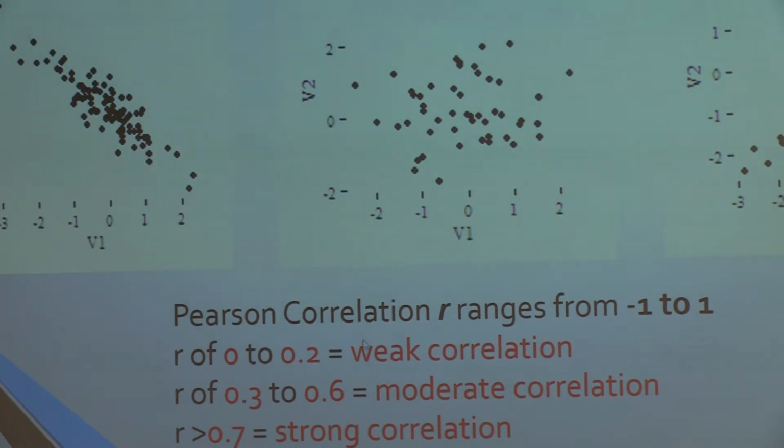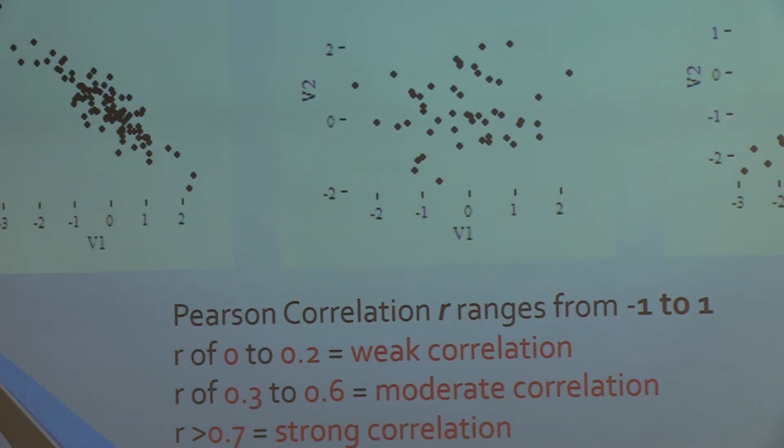Now usually, we also look at the absolute value, right? Okay. So when R ranges between 0 to 0.2, it's a weak correlation. When it's weak, usually it's not significant, okay. When R ranges from 0.3 to 0.6, it's a moderate correlation. Sometimes it could be significant. And when R is larger than 0.7, it's a strong correlation and I think it's always significant. The p will always be significant, okay?